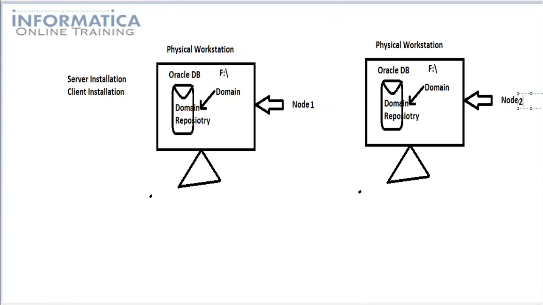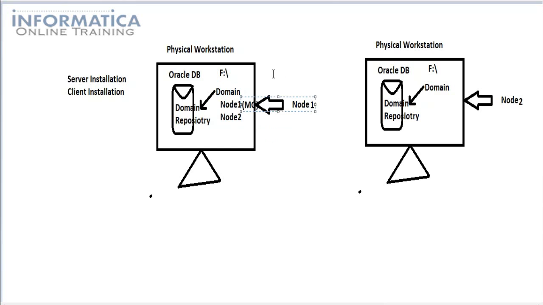So here also you have the same domain set up. You have installed this PowerCenter into Node 2, right? So this Node 2 I can configure here. Within Node 1 and Node 2, I can configure within the same domain. When I configure both nodes within the same domain, one node will be the master gateway node. So let's say this is the master gateway node.